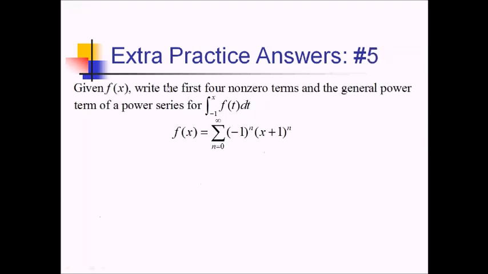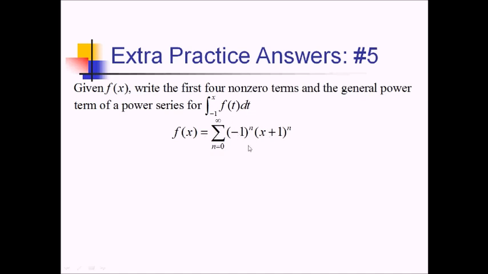On this problem, given this f of x function down here, we want the first 4 non-zero terms and the general term for the integral from -1 to x of f of t dt. So in order to take the integral of this and get actual terms of a series out of it, I'm first going to want to write out the first 4 non-zero terms and the general term for this series here.